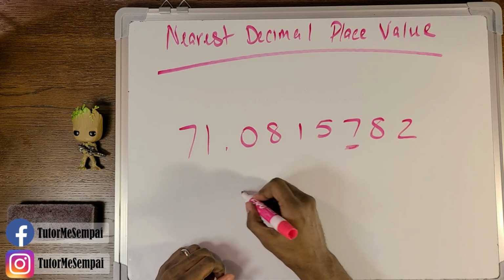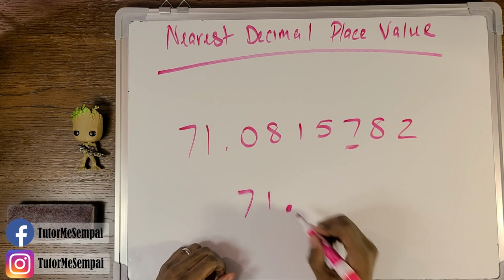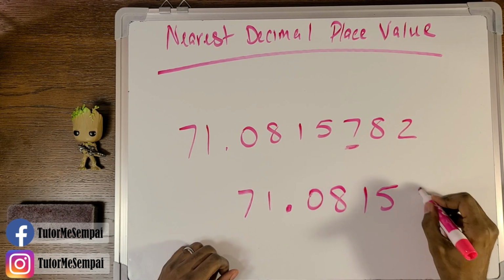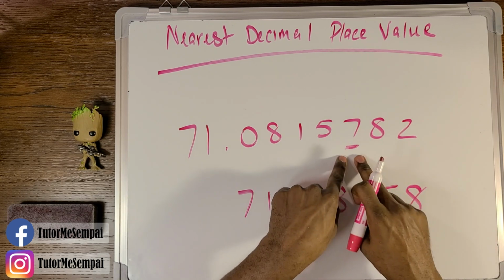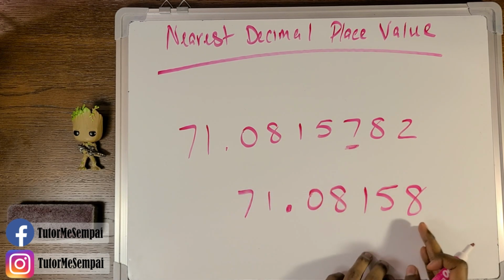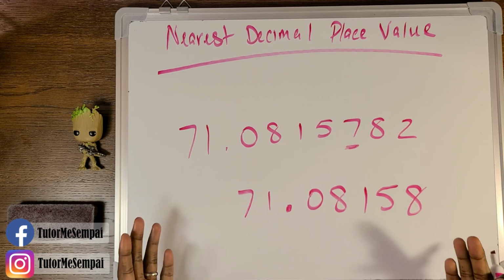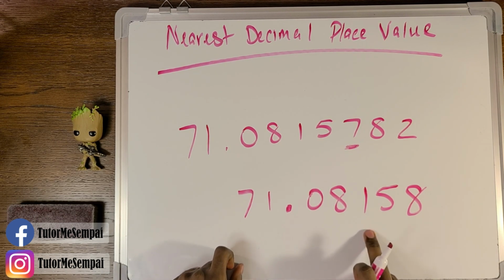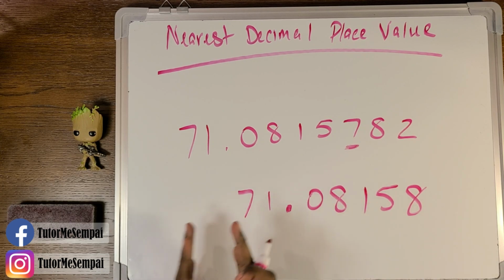So we're going to rewrite this as 71.08158. We're going to round 7 up to an 8, and we're not going to write any more decimal place values. And you read this as 71 and 8,158 hundred thousandths.